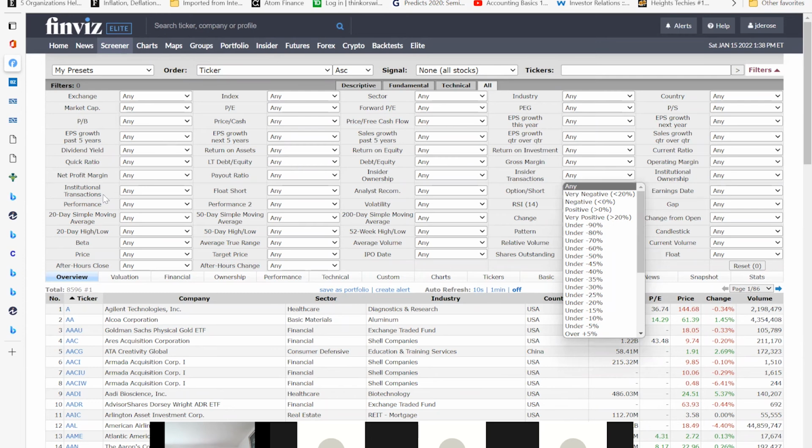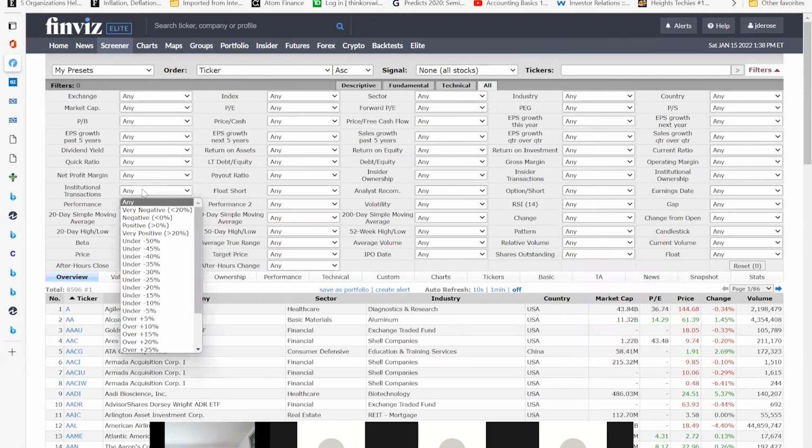You have institutional transactions, right? What companies in a particular industry, or individual companies, have hedge funds, asset managers and other institutional investors buying up the stock. Just because institutional investors have to report what they buy, you can capture this data, right?